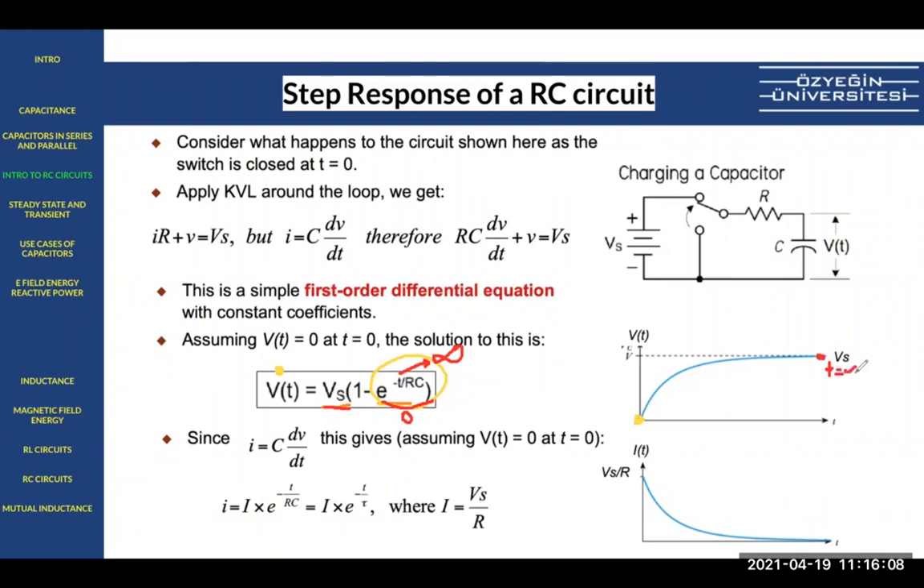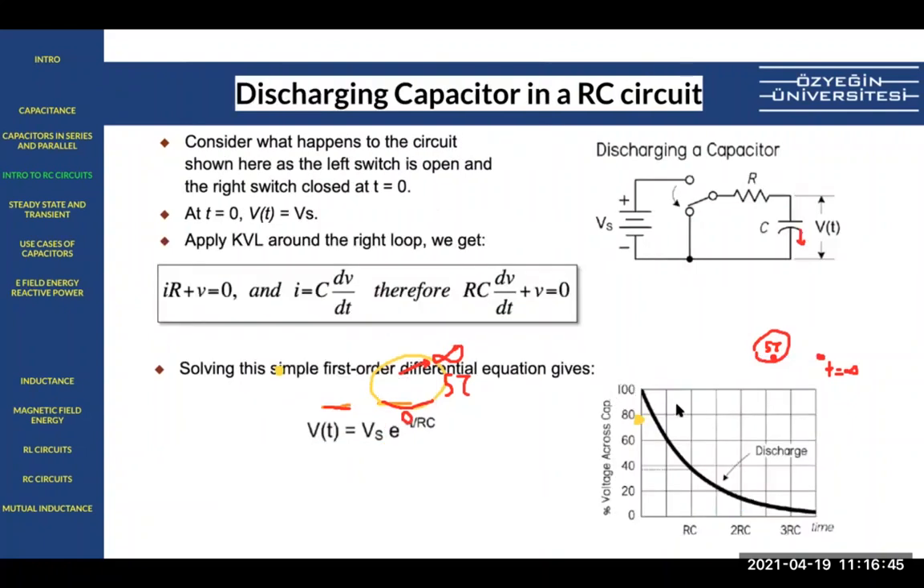So eventually at a certain time, which is actually 5 time constants, 99% of the cap has charged, right? So eventually at t equals infinity, the cap is charged fully, but 5 time constants is actually enough to charge 99% of it. All right, so that is how the cap charges. Similarly, that's how it discharges.